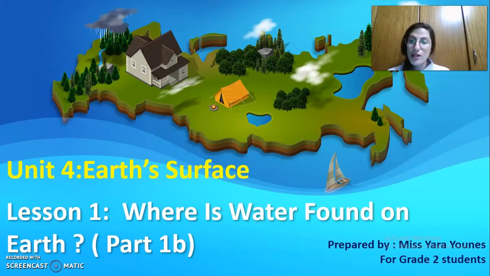We're going to continue with Unit 4, Earth's Surface. Lesson 1, where is water found on Earth? Part 1, and specifically we're continuing more about Part 1, okay? So I labeled it as 1b. Clear?